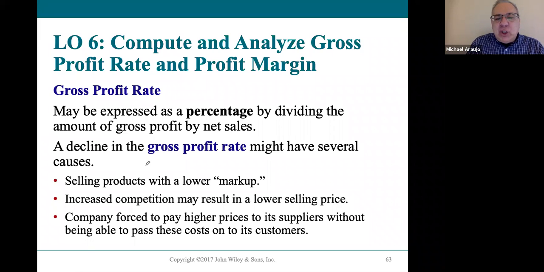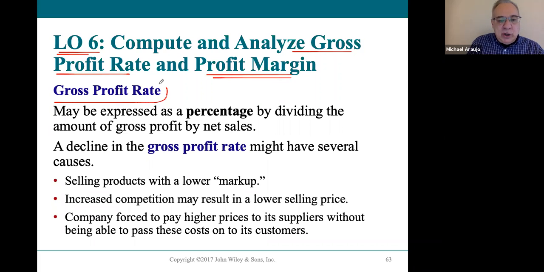So we're going to look at two things. Learning Objective 6 introduces us to two very important pieces of financial analysis that we do here. One is we look at the gross profit, something called the gross profit rate. And then we look at the net profit at the very end and calculate what we call a profit margin. So let's do one at a time.